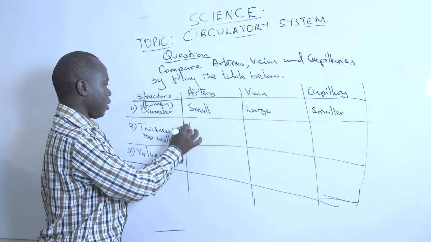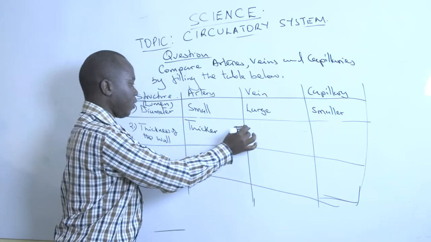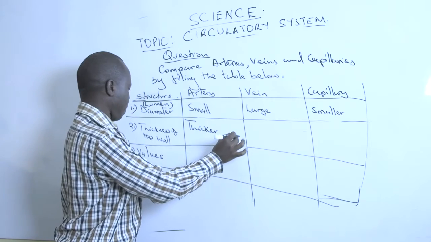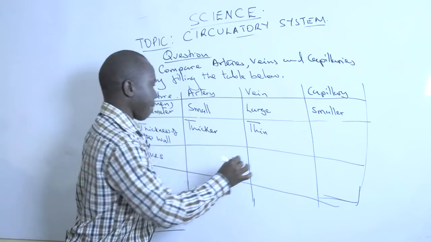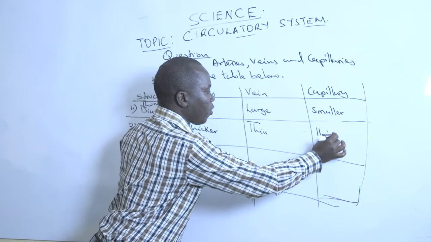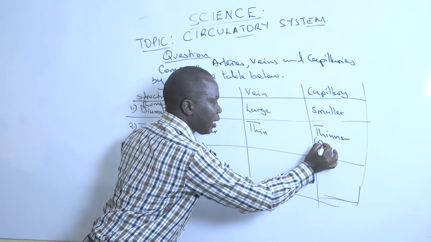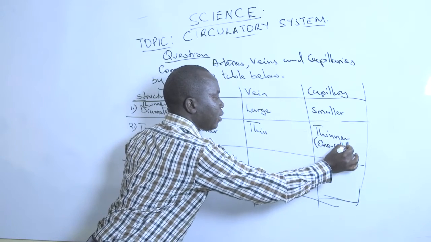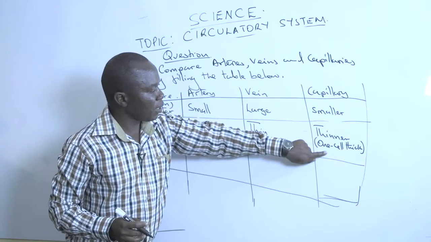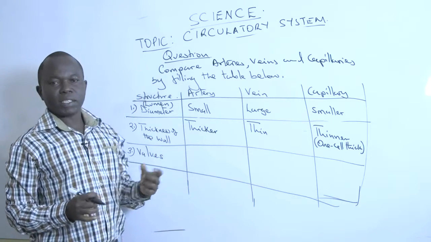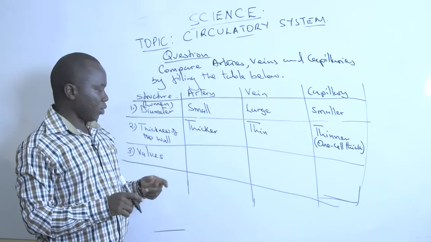Thickness of the wall. Artery has thicker walls. Vein has thin walls. But for capillary, it is even thinner. In fact, one cell thick. Capillary has a one-cell-thick wall so that it can reduce the distance for materials to diffuse across the walls.